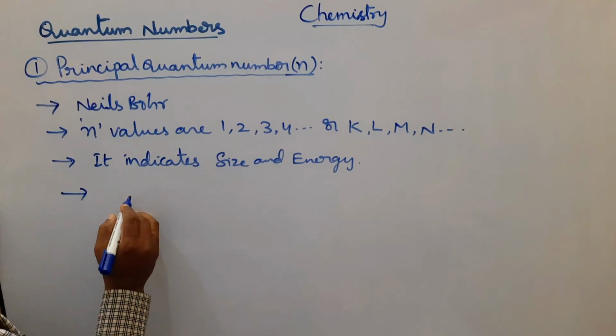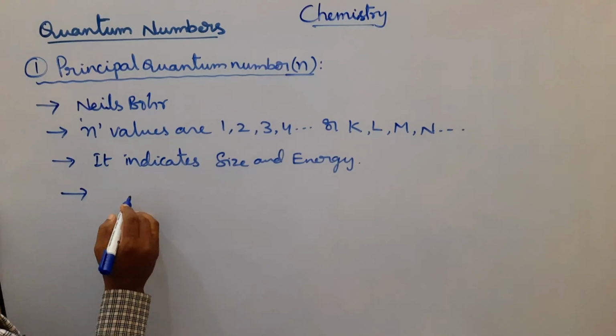Suppose the number of orbits are increasing, it means if n values are increasing, automatically size and energy also increase. Actually, principal quantum number means just what we have already discussed previously in Bohr's theory. Completely what Bohr explained in the theory, here also all the points are same. So here also same Bohr's points.